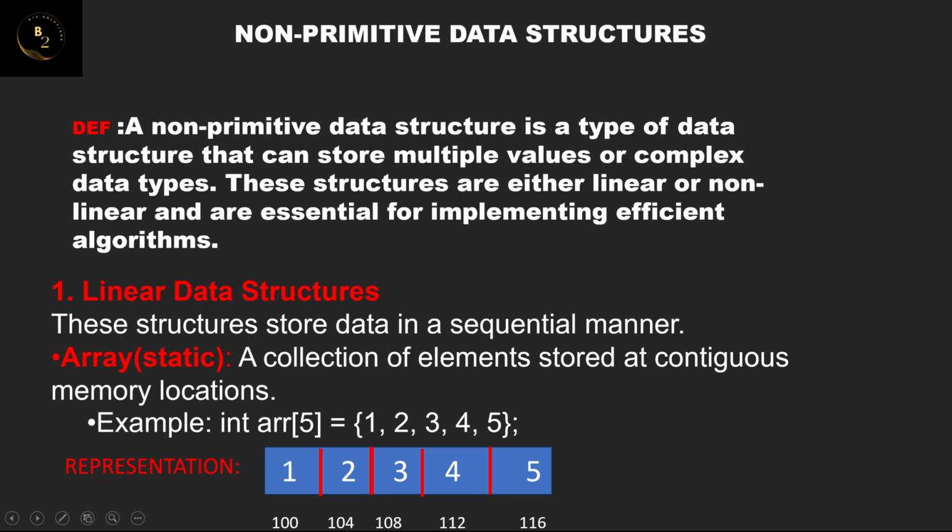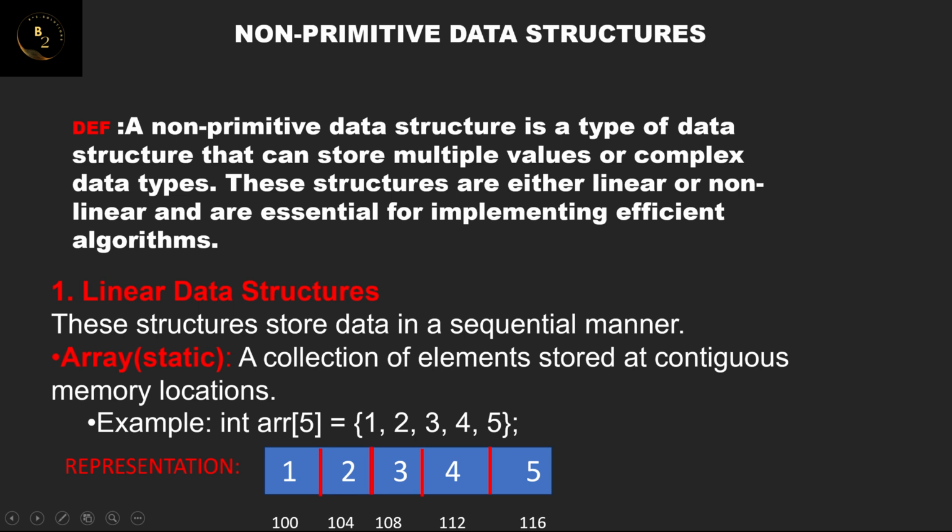A non-primitive data structure is a type of data structure that can store multiple values of complex data types. These structures are either linear or non-linear and are essential for implementing effective algorithms. Coming to the first one, that is a linear data structure. These structures store data in a sequential manner. Array is a static data structure, a collection of elements stored at contiguous memory locations. This is known as array.